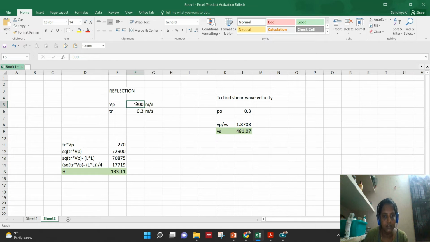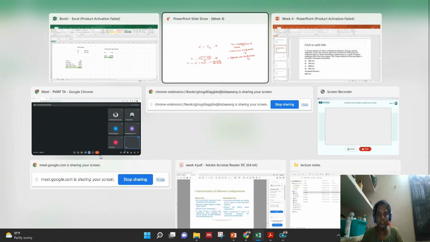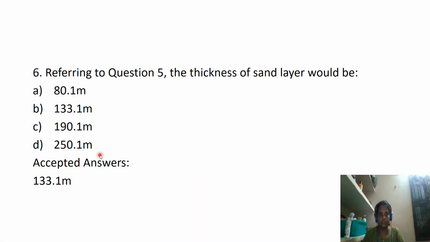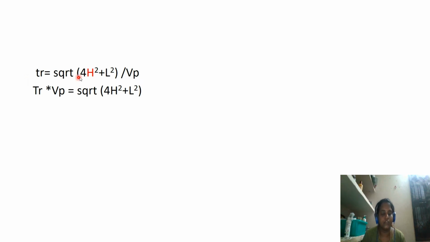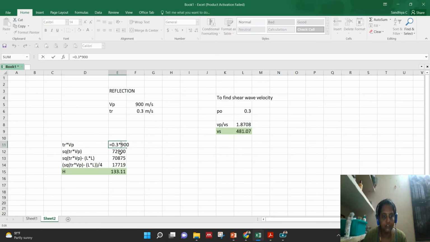So similarly here, this is 900 and TR is going to be 0.3. So first what I have done is, TR is square root of 4h square plus L square by VP. I have taken this VP this side. So TR, this is your time of arrival of your reflected wave, into VP equal to square root of 4h square plus L square. So TR into VP. So 0.3 is the time of arrival of the reflected wave, that is in seconds. So 0.3 into 900.